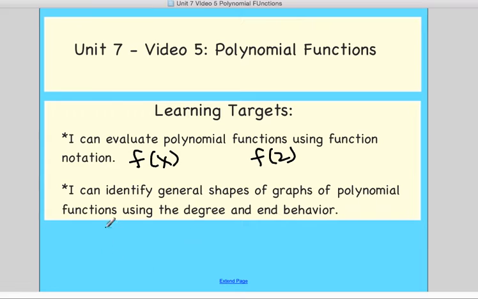The other learning target is that I can identify general shapes of graphs of polynomial functions using the degree and the end behavior. Okay, so we're going to be looking at those things today.